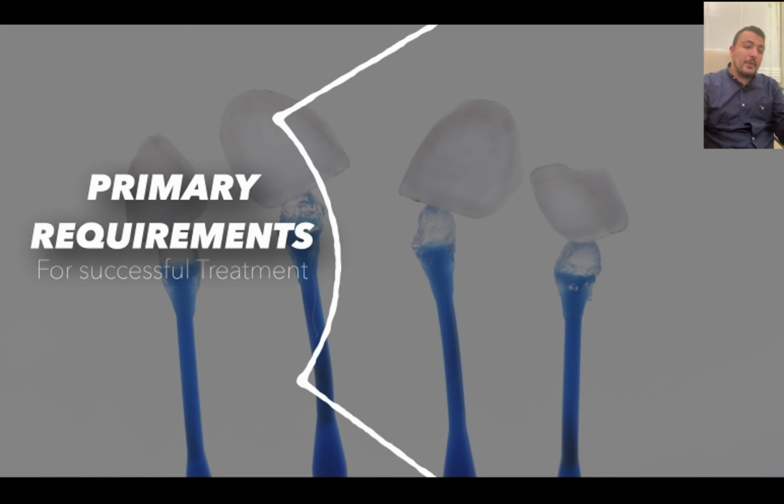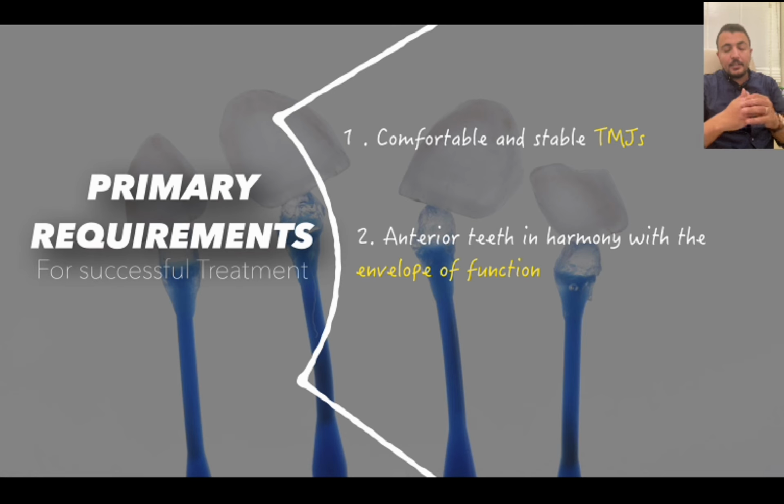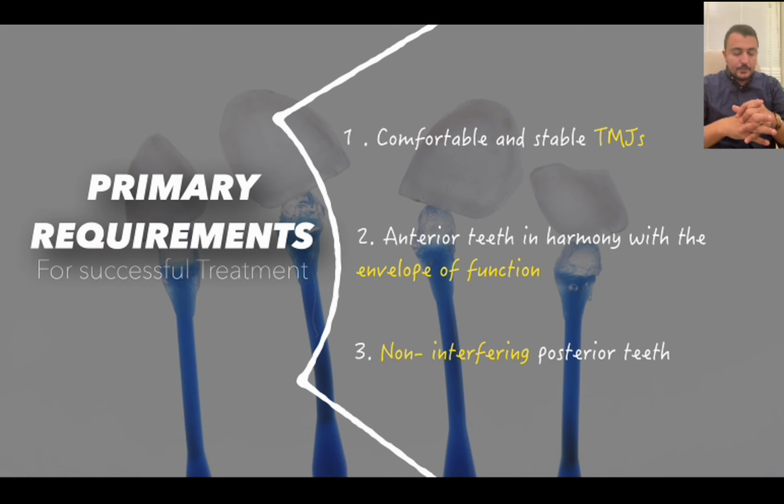And we have three primary requirements for any successful treatment according to Peter Dawson. The first one is we must have a very stable TMJ without pain, without discomfort, without clicking, without any sound regarding the TMJs. We must have anterior teeth in complete harmony with the envelope of function without any interferences that might affect the TMJ or place a kind of overload on the disc or on the TMJ. And finally, we should have non-interfering posterior teeth regarding the protrusive and the lateral movement.